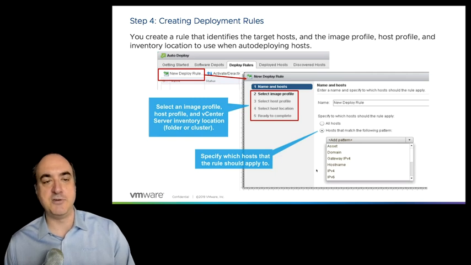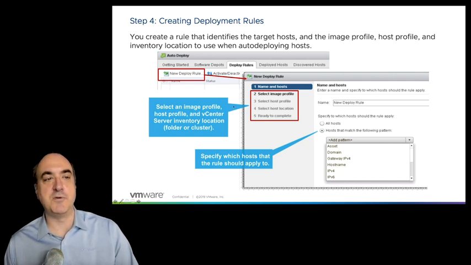So as we mentioned, you can provide the IP address of that host, you can provide their MAC address, their host name, their make and model, their serial number. There's a pretty big list of criteria that you can use to match for which host profile or which image profile you want to send down.